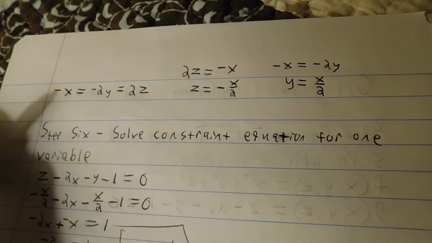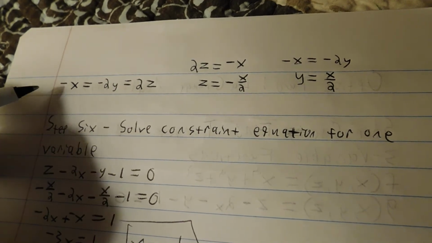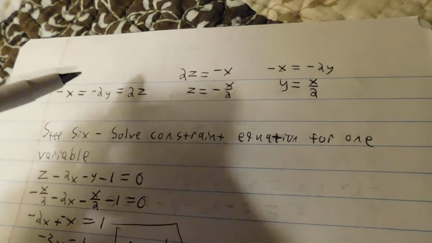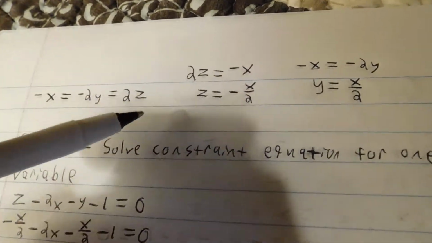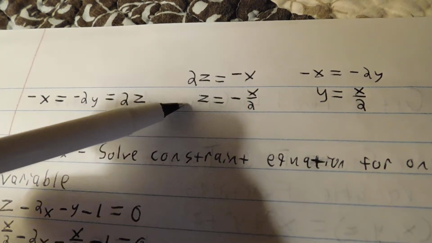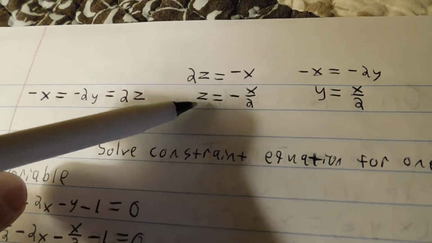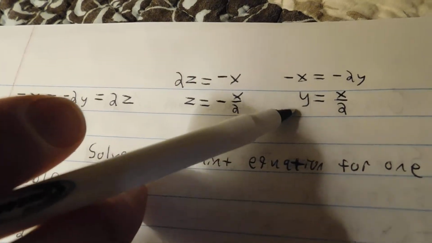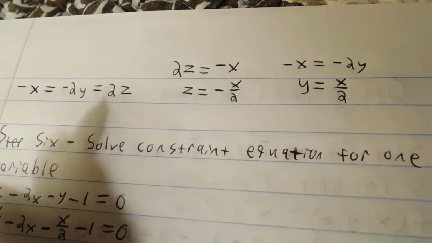So now I know that negative x is equal to negative 2y is equal to 2z, and I can solve them so that they are all, in this case I like to use in terms of x, so z is equal to negative x over 2, and then y is equal to positive x over 2.